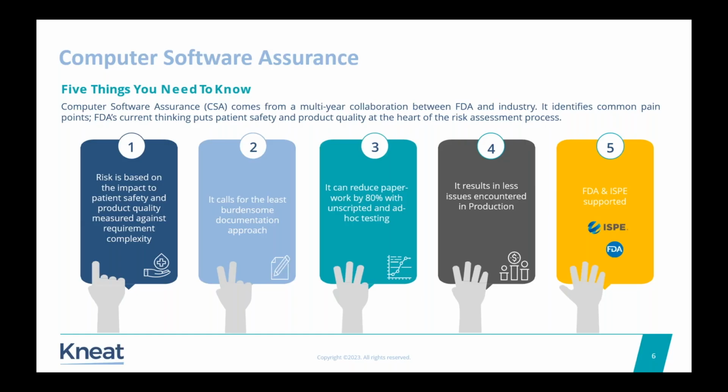So point 4 is it results in fewer issues encountered in production. How does it do that? It does that because we're testing the riskiest, most complex features adequately. We're concentrating on those because they're the ones that would probably give us a problem along the production line. As we're producing product, if we don't concentrate on those at the start, we'll end up seeing issues down the line. And the last part, which is very important, is that it's FDA and ISPE supported.